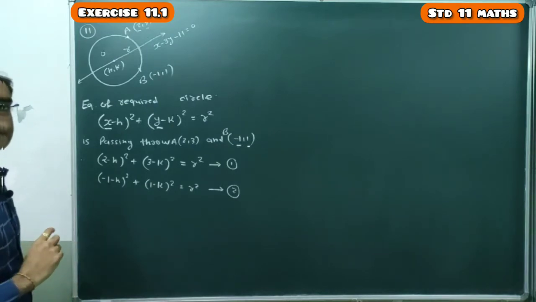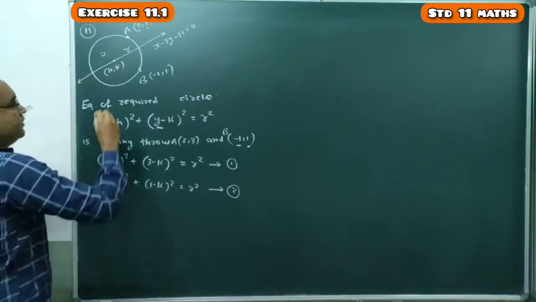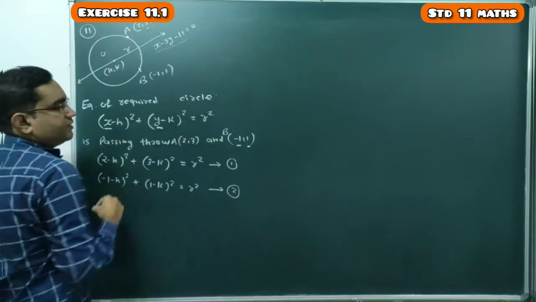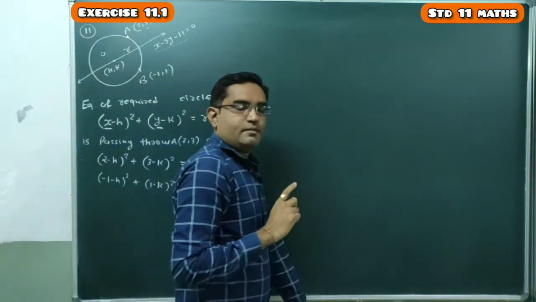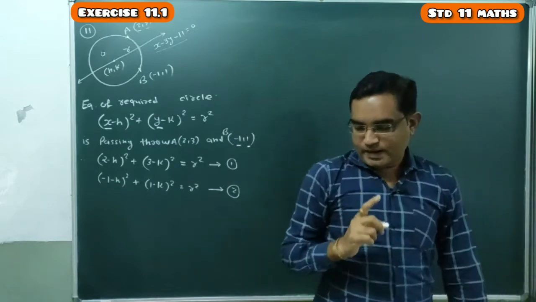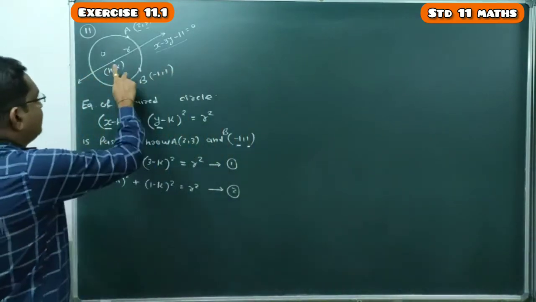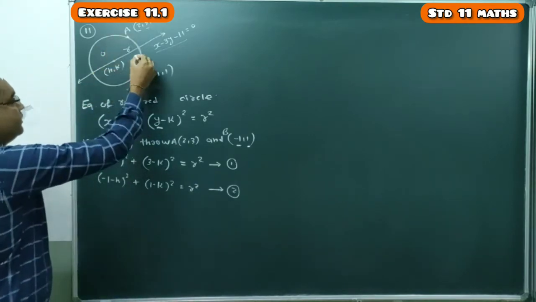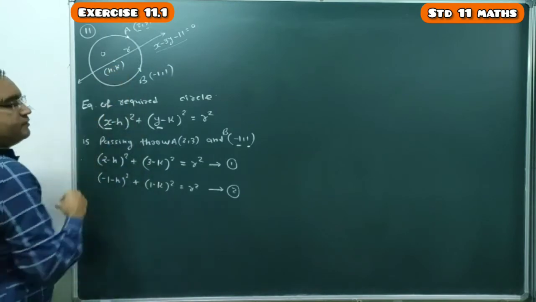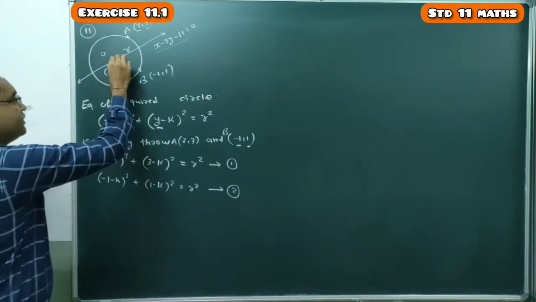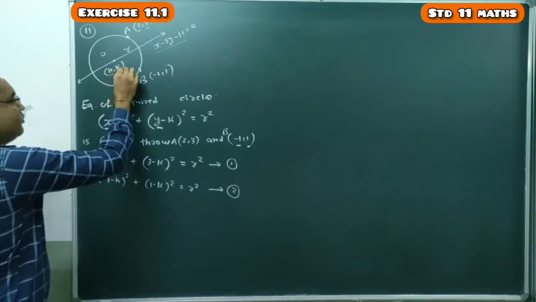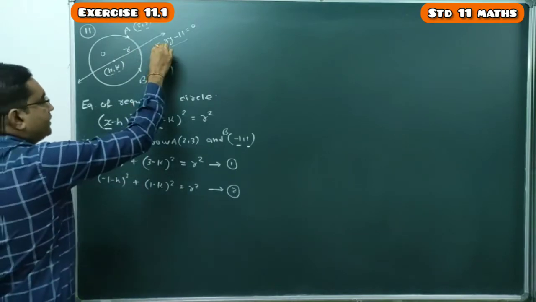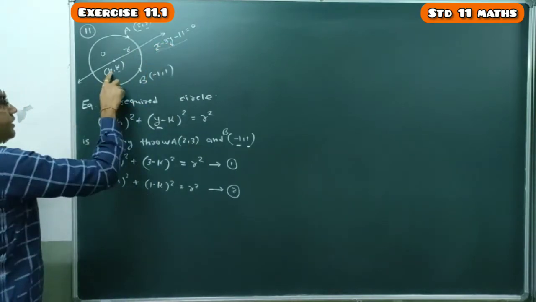Now read the question properly. We are also given that a line is there. Which line? x minus 3y minus 11. This is the line which passes through the center of the circle. The center of the circle lies on this line. So our assumed circle has its center with coordinates h comma k, and this point lies on this line. So the coordinates of this center will satisfy this equation of line, and this x and y can be replaced by h and k.